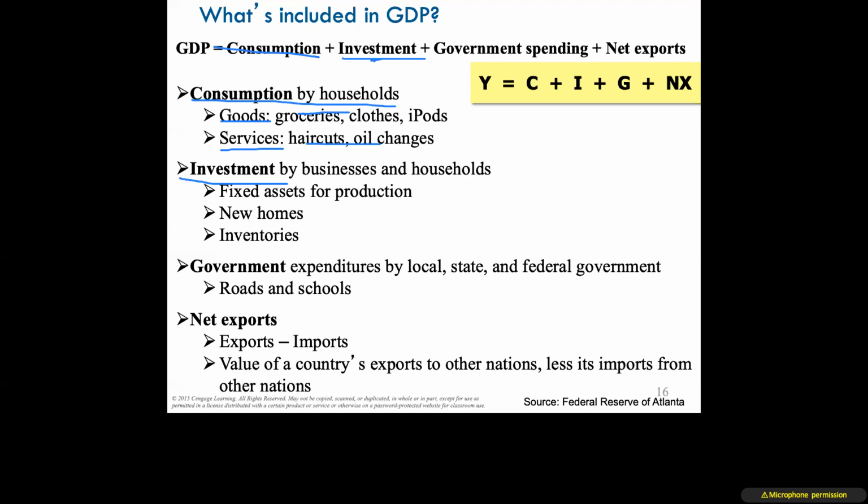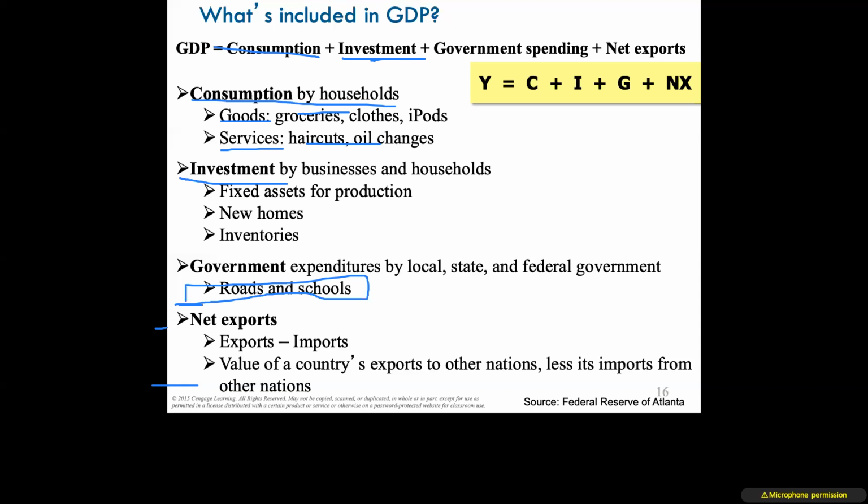Now, also included in here are government expenditures. Why is the government included in the GDP? Well, you may be wondering, but if you think about it, the government spends a lot of money. It spends it on goods and services, right? But it also spends it on roads and schools. So we have to include the government in here. And this is going to become very important as we start to look at monetary policy.